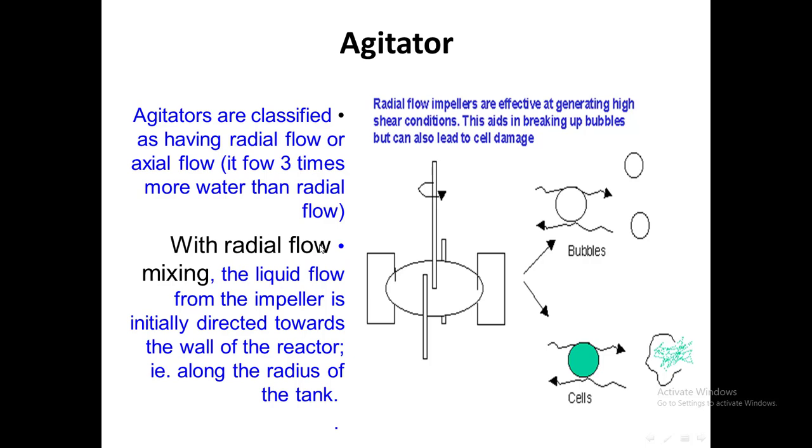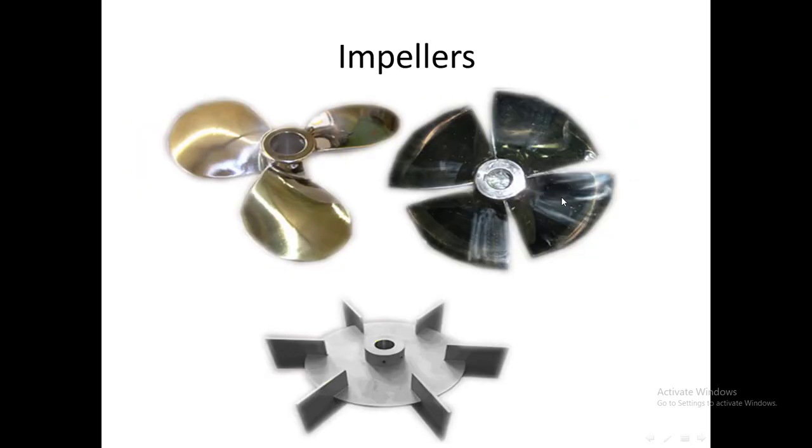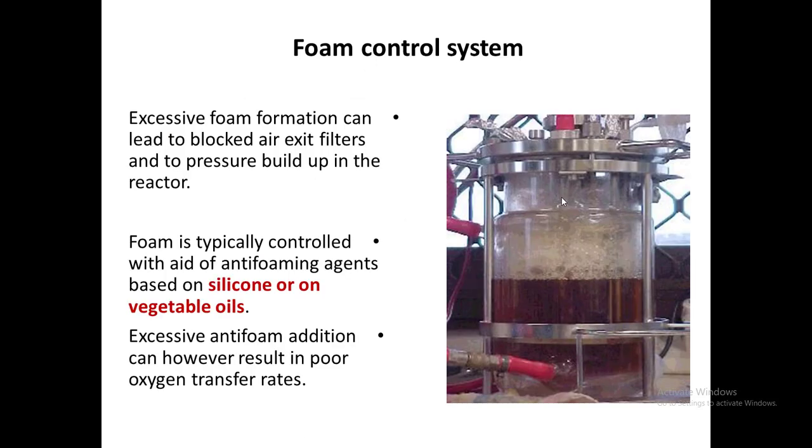With radial flow mixing, the liquid flow from the impeller is initially directed toward the wall of the reactor, that is, along the radius of the tank. These are the cells and these are the bubbles. These are the impellers. Foam control system: excessive foam formation can lead to a blocked air exit filter and to pressure buildup in the reactor.